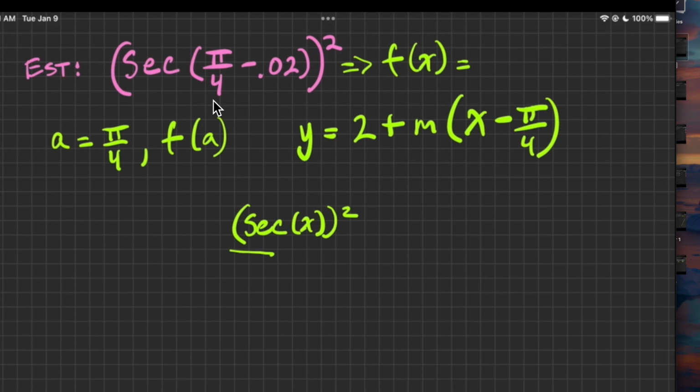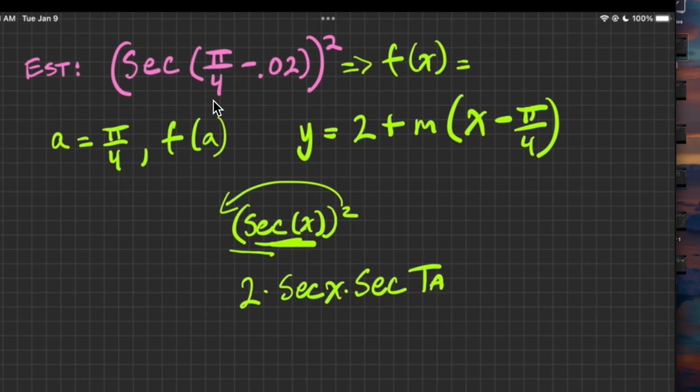F prime of x is, we're going to use the power rule, so we're going to have 2 times the secant of x, and then we're going to use the chain rule because that's within a parentheses, and the derivative of secant is secant tangent of x. Secant x tangent x, like so. Okay, that's our f prime. We're now going to do f prime of our value that we picked, which is pi over 4.